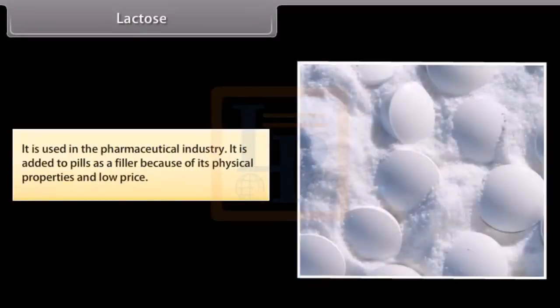It is used in the pharmaceutical industry. It is added to pills as a filler because of its physical properties and low price.